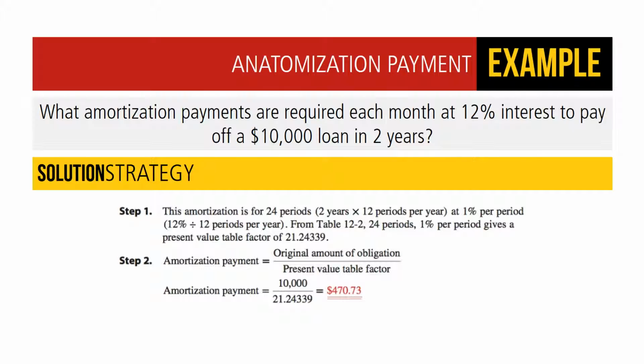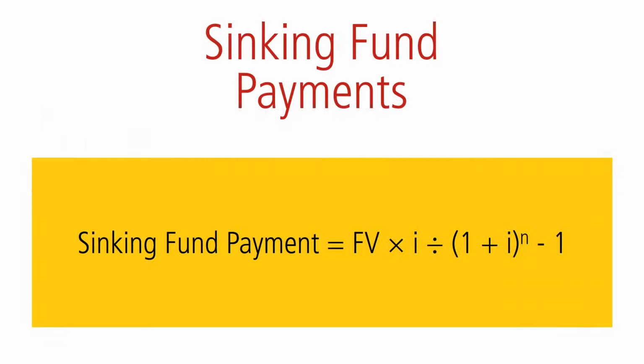From Table 12-2, 24 periods, 1% per period gives a present value table factor of 21.24339. This means our amortization payment is equal to $10,000 over 21.24339, which is equal to $470.73. In addition to using tables, sinking fund payments can be calculated using this formula.